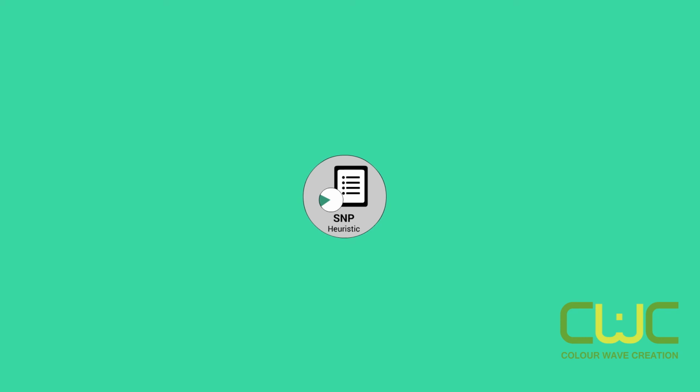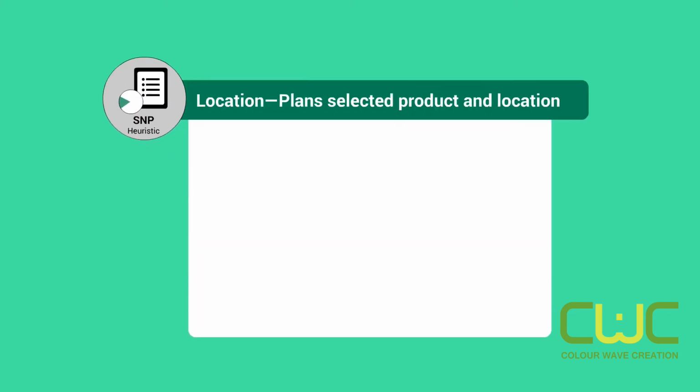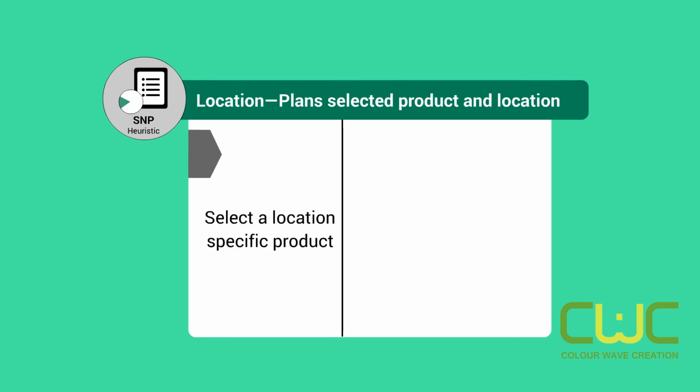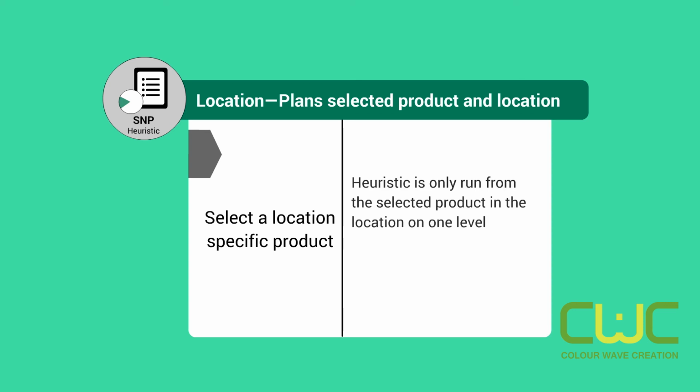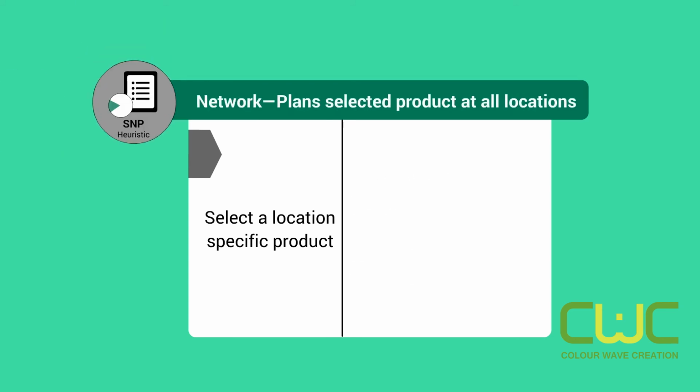There are 3 types of heuristics in SNP. Location, plan selected product and location. You can select a location-specific product. The heuristic is only run from the selected product in the location on one level. This means that receipts are only planned for this location product.